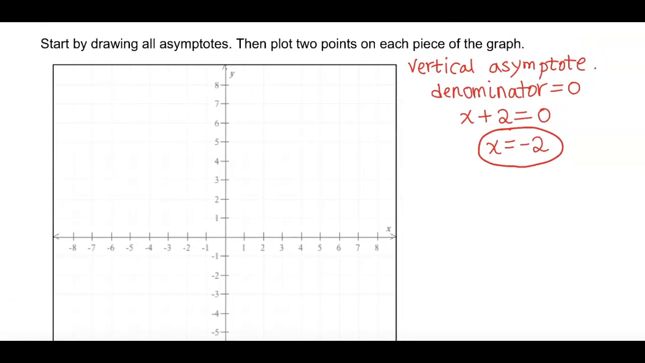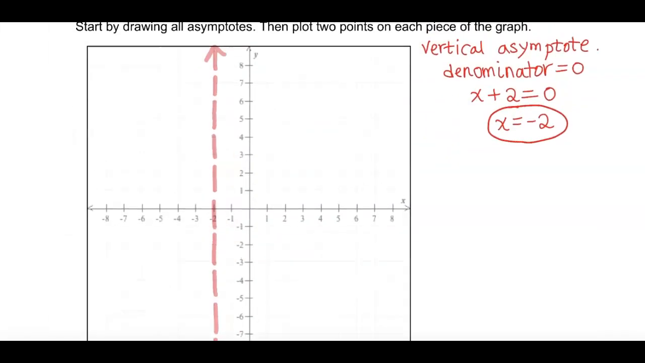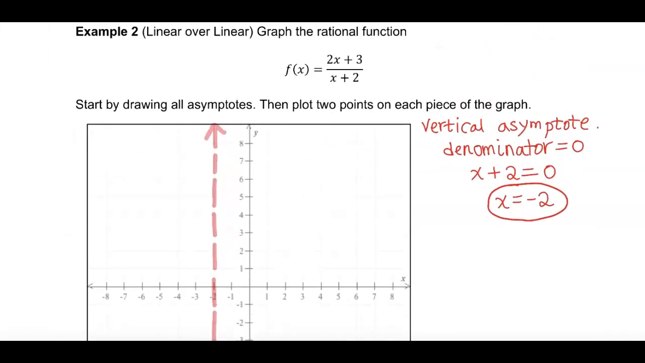So I'm going to go ahead and use a highlighter and draw a dotted vertical line at x equals negative 2. That is going to be our guiding line when we graph this function, okay? All right, let's go on and find the horizontal asymptote.